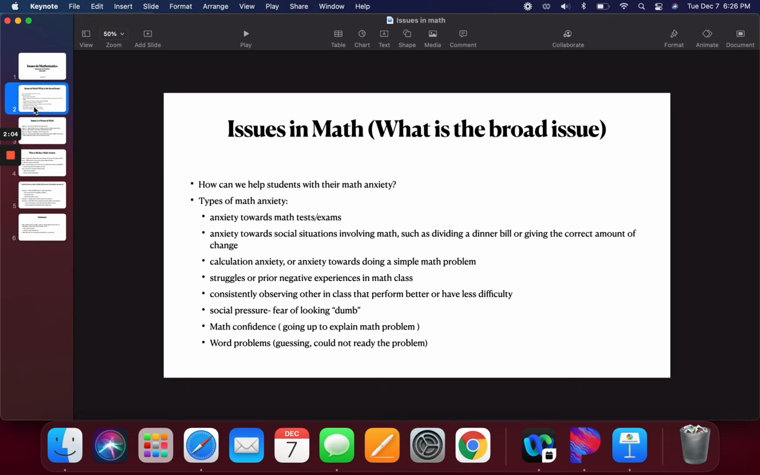Word problems, guessing: a student could not read the problem or not be ready to read the problem. For example, younger students who are still learning how to read and don't know what the problem is asking might end up just guessing on the problem.